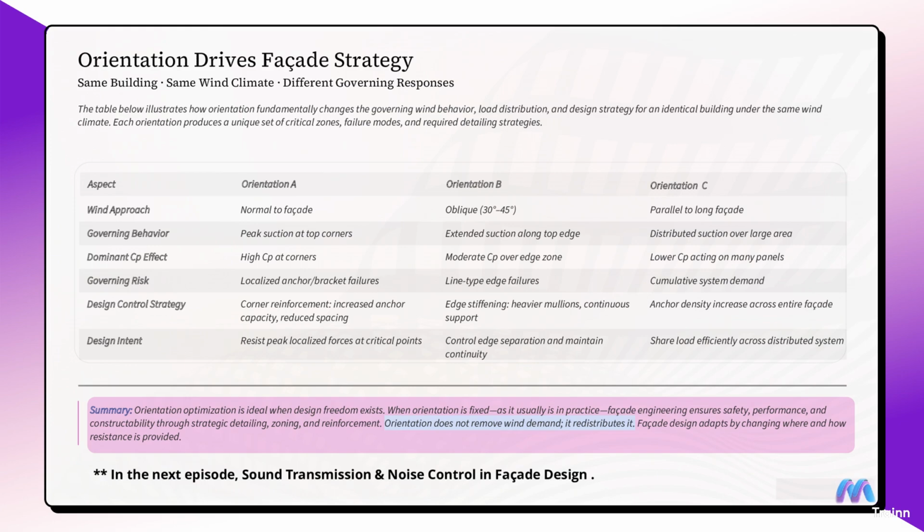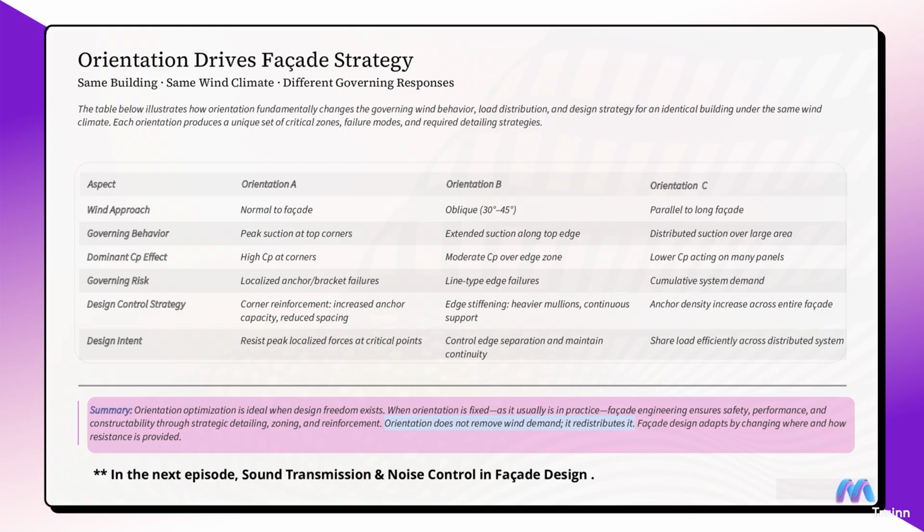Orientation drives facade strategy. Same building, same wind climate, different governing responses. The table below illustrates how orientation fundamentally changes the governing wind behavior, load distribution, and design strategy for an identical building under the same wind climate. Each orientation produces a unique set of critical zones, failure modes, and required detailing strategies.